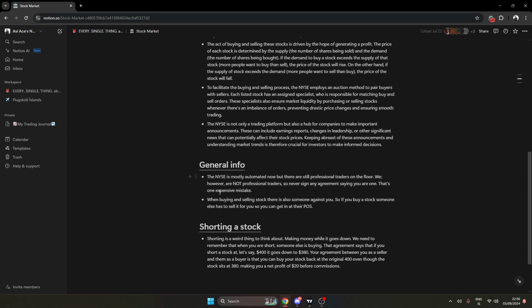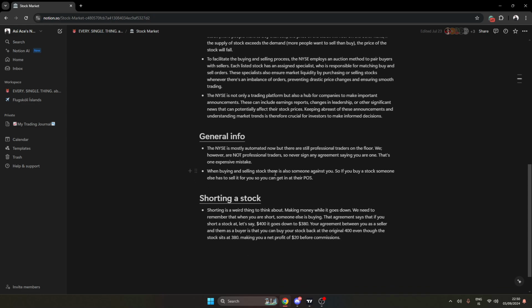That's one expensive mistake. What I mean by that is that when you sign that you're a professional trader, they will charge you like quadruple or quintuple what you normally pay because you're a professional trader. You're going to make money, so you can't afford the additional data.